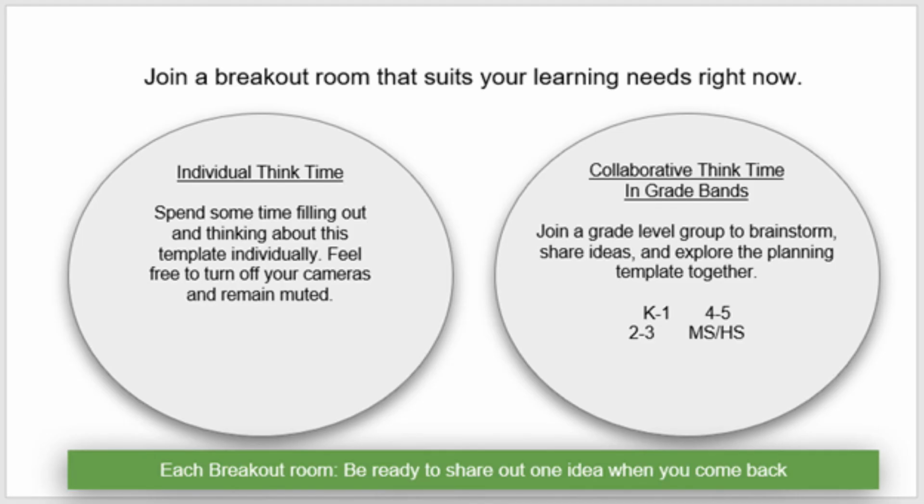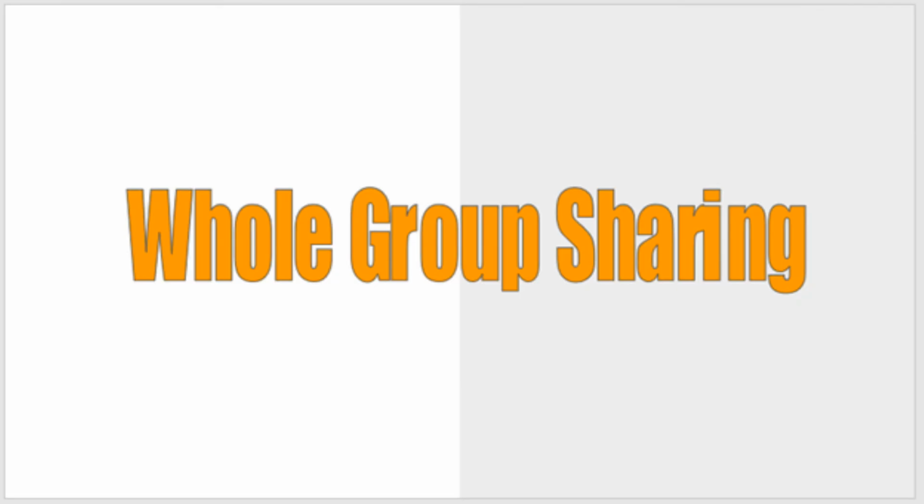But what we're going to do now is give you some time to think about this template on your own. So you're going to join a breakout room that suits your needs right now. You might be the person that says, I need some individual time to think. That's your first bubble. So we're going to open up breakout rooms that you can choose. If you want individual time, go to individual time. The other breakout rooms are going to be collaborative thinking time by grade bands. We're coming back to talk about what people were sharing. Is there something that they're excited about, or are there questions that you're wondering about that you want to put out?